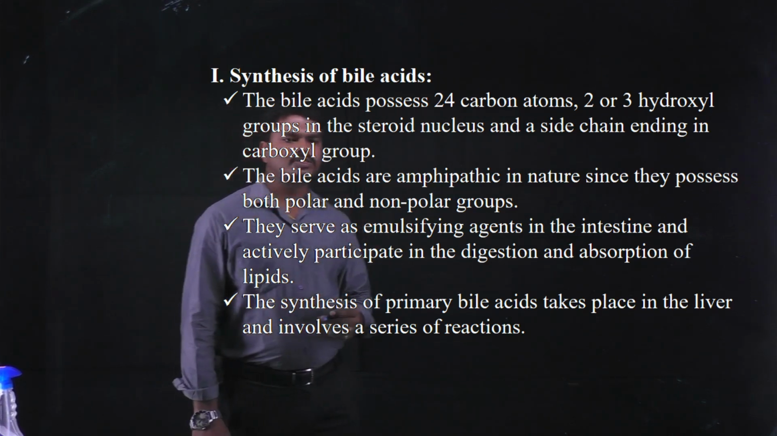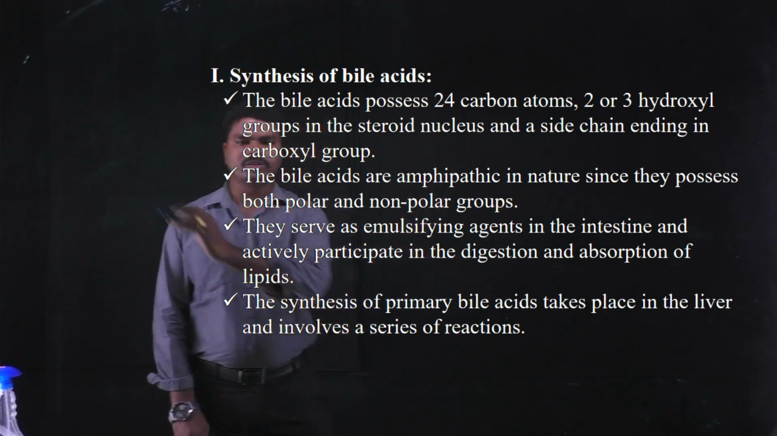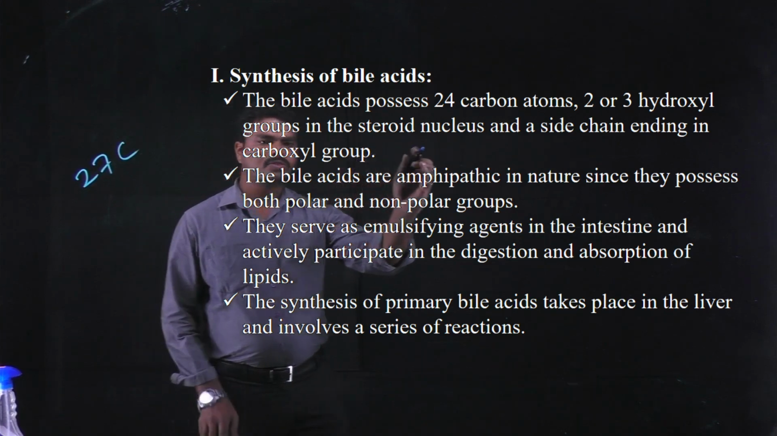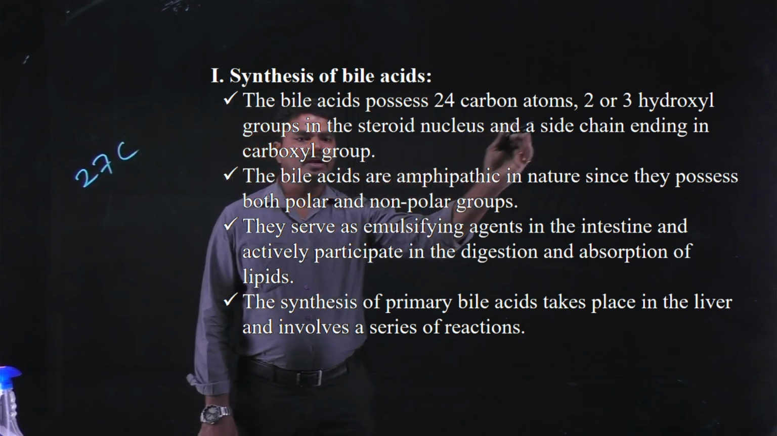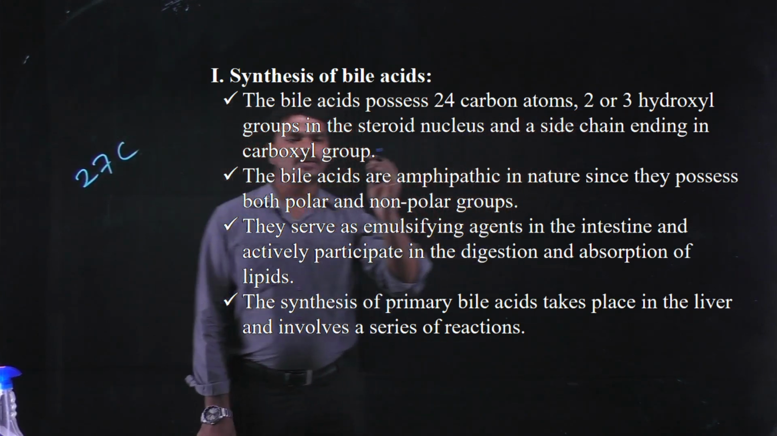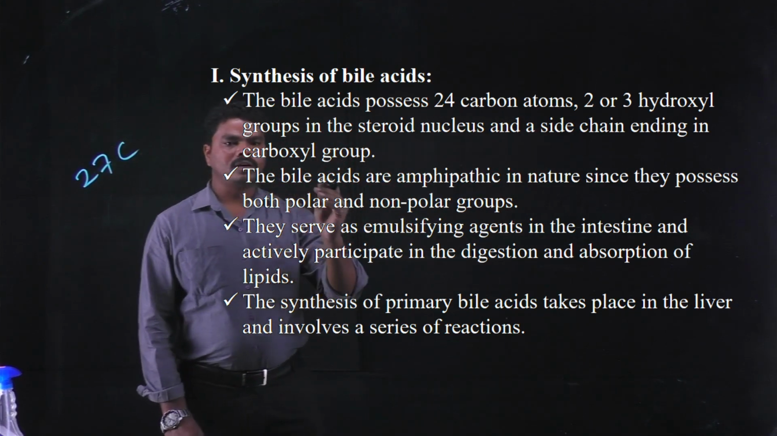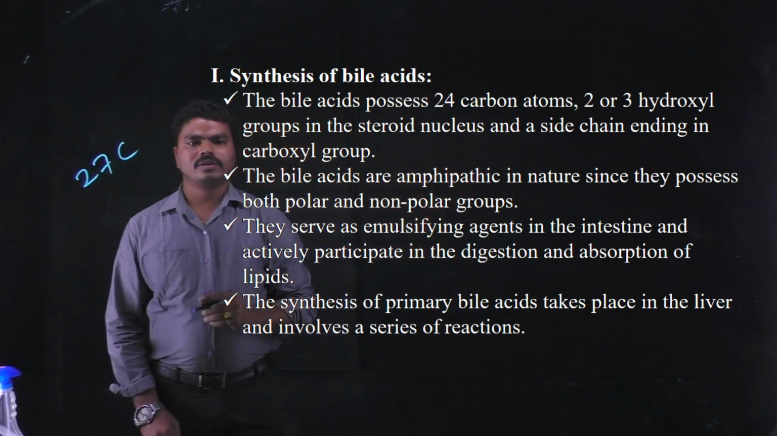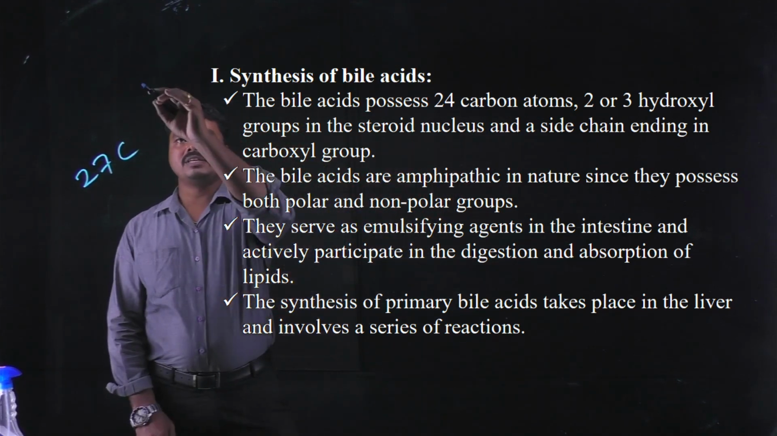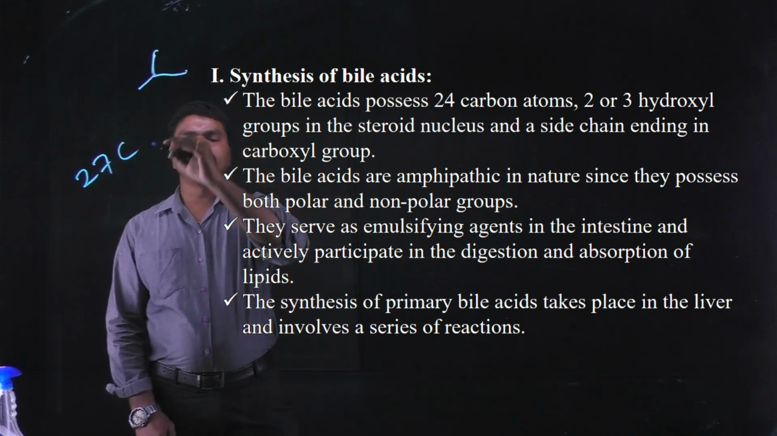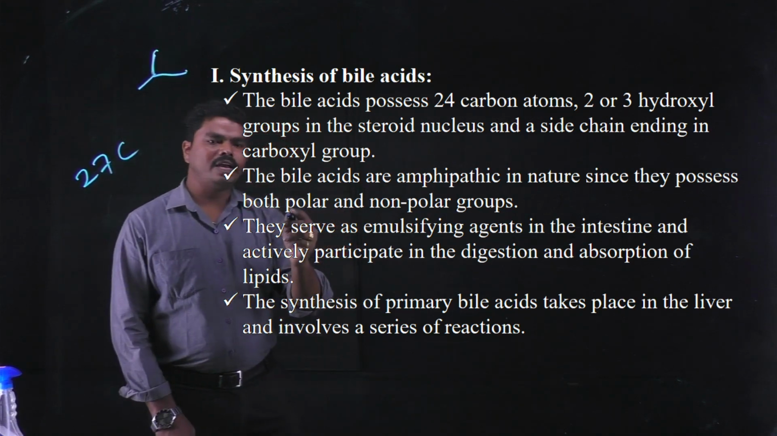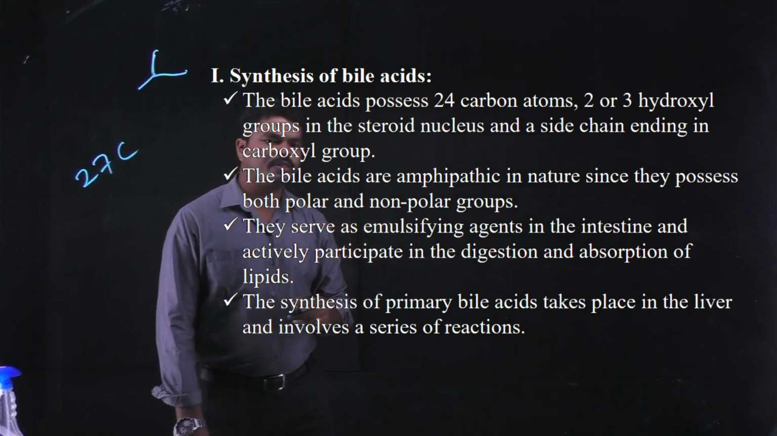Bile acids possess 24 carbon atoms, but cholesterol consists of 27 carbon atoms. In bile acids, 2 or 3 hydroxyl groups are attached to the steroid nucleus, and there is a side chain ending with a carboxyl group. In cholesterol, the side chain ends with methyl groups, but here the side chain ends with the carboxyl group in the bile acids.